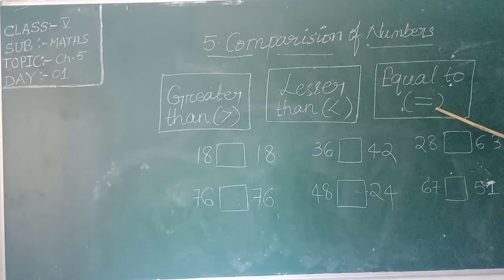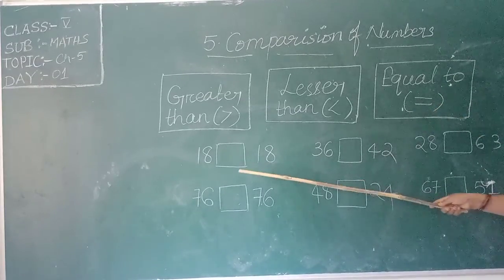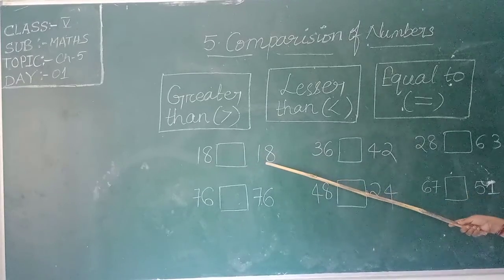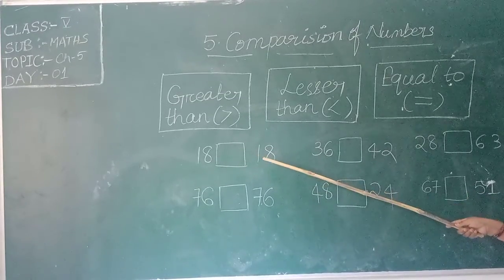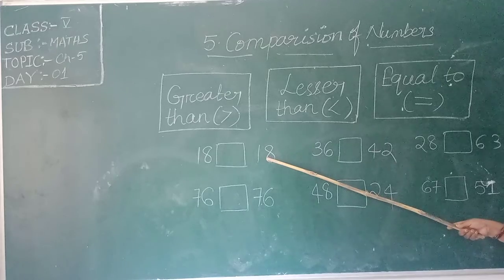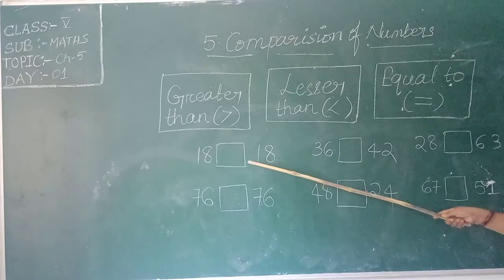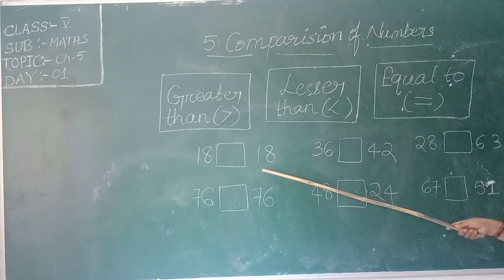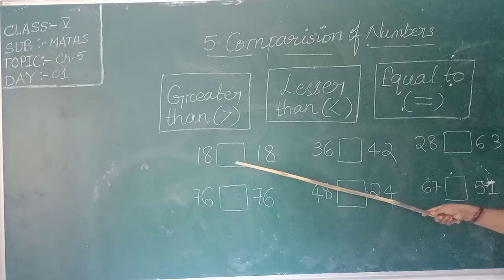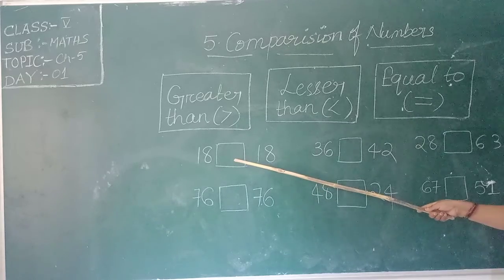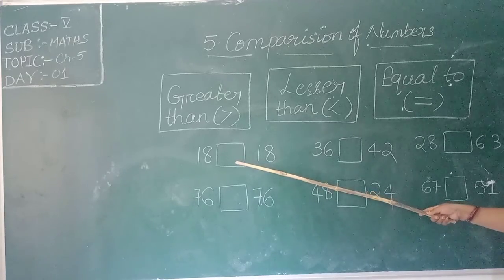Let us see some examples. First one is 18 and 18. The first number we have to compare with the second number. What is the symbol we write between those two? Is 18 and 18 greater than, or less than, or equal? Both are equal, so we write the equal symbol.